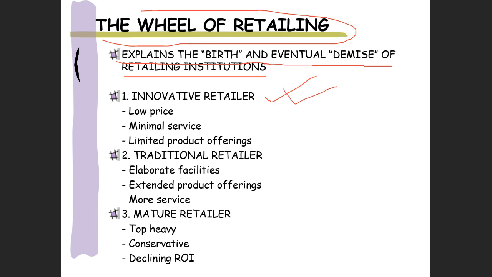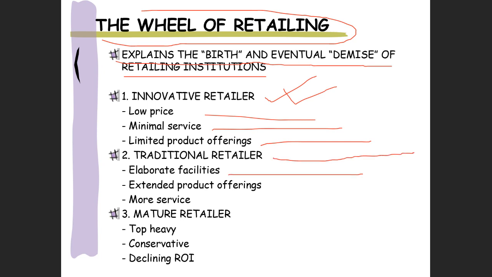It used to be that they charge a low price. This is how the department stores came up, and how the discount stores happened, for example, with minimal service and limited product offerings. Over time, and this is how it has happened in the US, you become the traditional retailer, where you have elaborate facilities, like the old days Sears, for example, or Macy's, extended product offerings as opposed to limited ones, and then you offer more service.